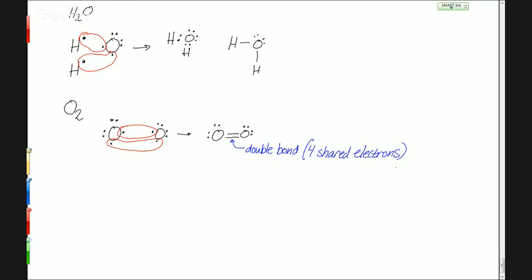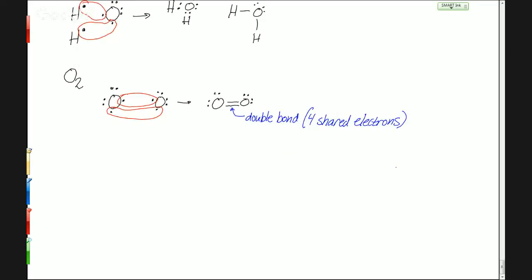All right, so let's try another one where we're not dealing with the same kind of atom. And let's see what you can come up with.